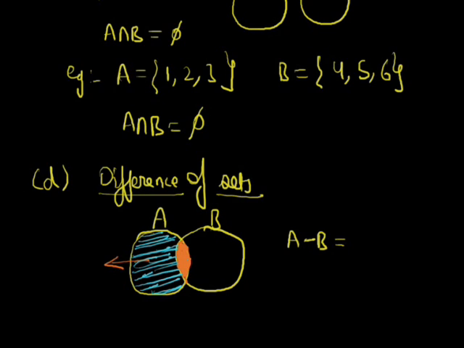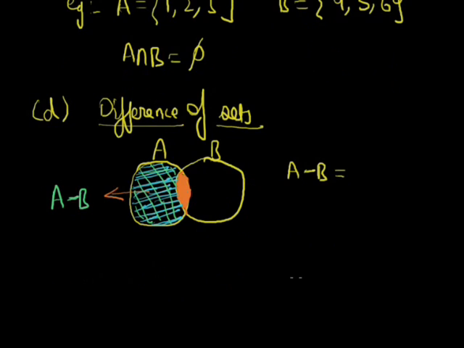So this remaining region, which I am coloring with this green color, is considered to be A minus B. This is what we mean by the difference of sets. It means removing the region of B from the region of A.